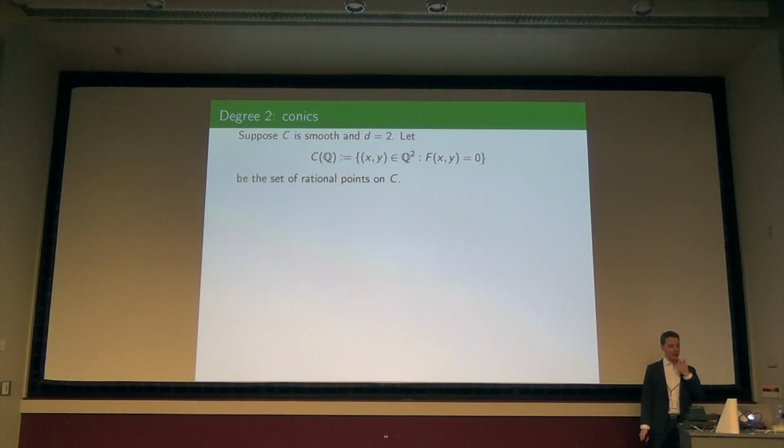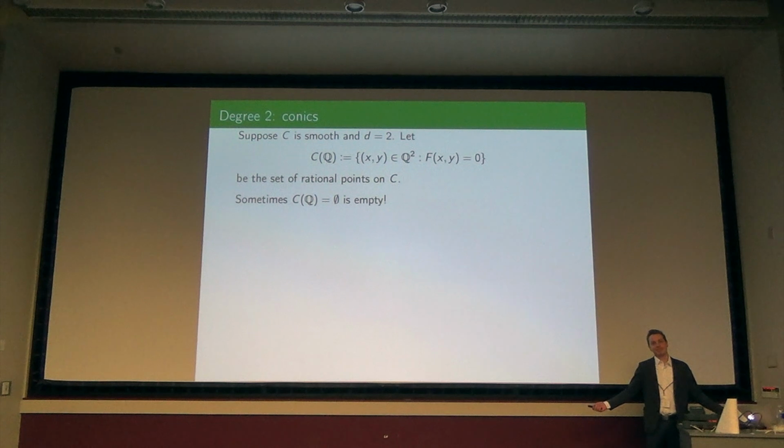What we're interested in is the set C of Q. Those are the pairs of rational numbers x and y such that when you plug them into f, you get 0. I've already said this, but now I'm making sure that it's defined on the slide. We are interested in the set of rational points on C. Okay? All right, well, what do you got to do? Sometimes the set is empty. It wouldn't be very interesting to study the empty set. You can prove a lot of things about the empty set that's not really worth proving.